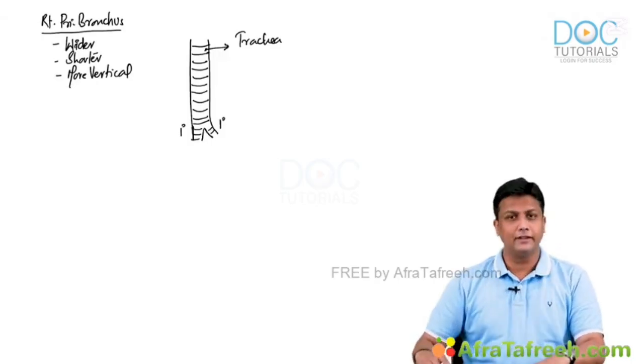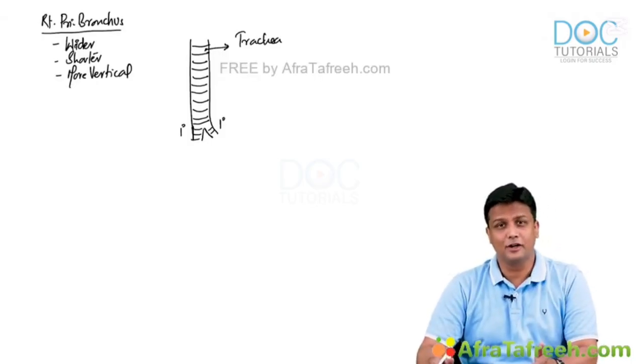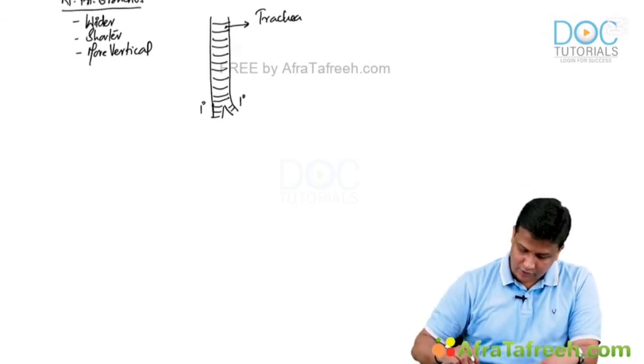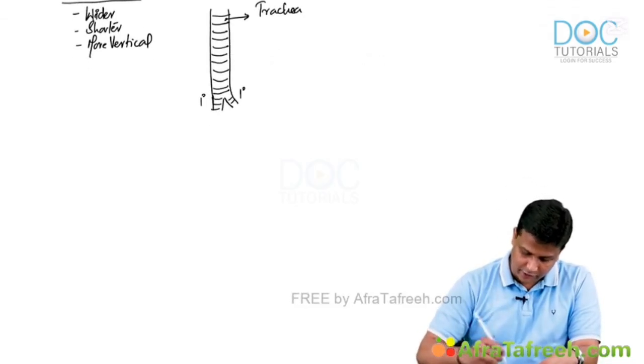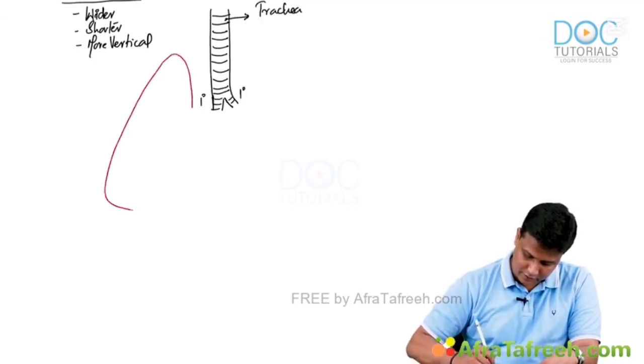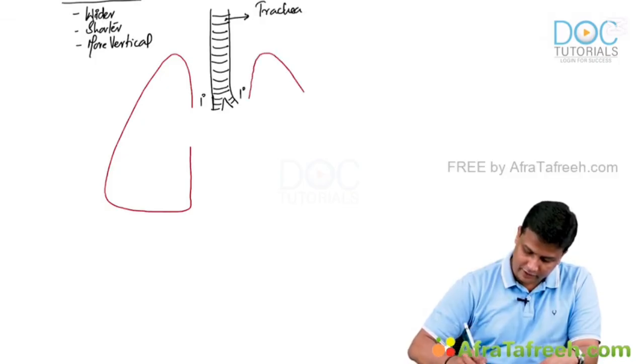Now what is going to happen, this primary bronchus is the one which will enter into the lung, and obviously the right primary bronchus will enter into the right lung, and the left primary bronchus will enter into the left lung. So let's do one thing here. Let us try to incorporate our lungs over here. So this one here will be your right lung, and this one here will be the left lung, guys.